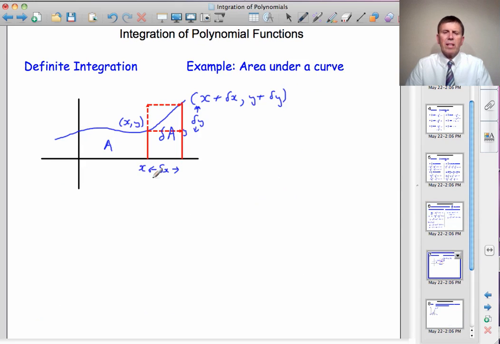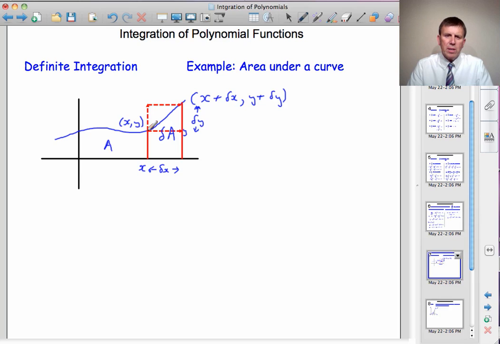Now for the second part of the lesson, we're going to look at definite integration. And I'm going to introduce this by looking at the area under a curve. So let's suppose I've got this curve here, and we're going to declare the area to be A, measured from some arbitrary, unknown point, all the way along the curve to the point where the x coordinate is x. So we call the general point on the curve (x, y).